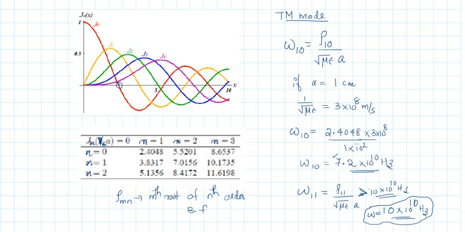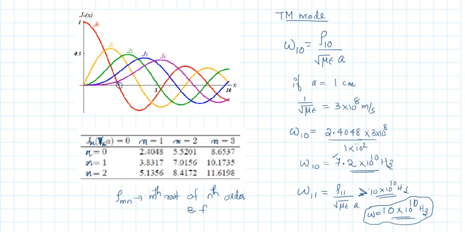If you take the next one, that is 3.8317, the next higher mode, that is n equal to 1, m equal to 1, omega 1 1, rho 1 1 divided by root 2 mu epsilon into a. So this is 3.83 multiplied with 3. So it is above 10, greater than 10. Okay, exact value you can calculate. But now, what is the point?